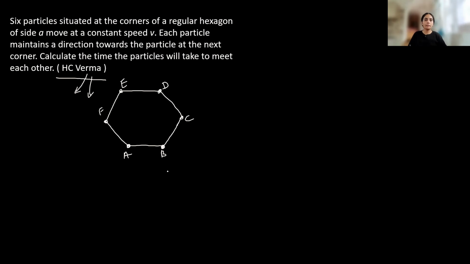Now they move at a constant speed v. Each particle maintains a direction towards the particle at the next corner. कहने का मतलब कि एक particle की velocity जो है वो दूसरे की तरफ पॉइंटेड है. सो ए की वेलोसिटी एफ की तरफ, एफ की वेलोसिटी ई की तरफ, ई की डी की तरफ, एंड डी की वेलोसिटी सी की तरफ, एंड सी की वेलोसिटी बी की तरफ, ऐसे पॉइंटेड है. ओके, calculate the time the particles will take to meet each other.